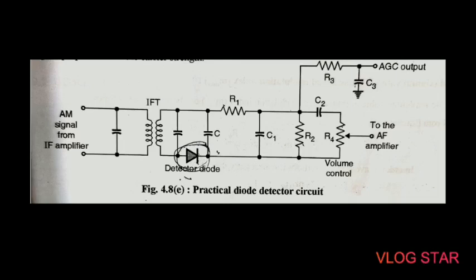At the same time, the RC time constant should be large enough to reduce the radio frequency ripple. The choice of this filter capacitor depends entirely on those conflicting requirements. So this is all about the practical diode detector.